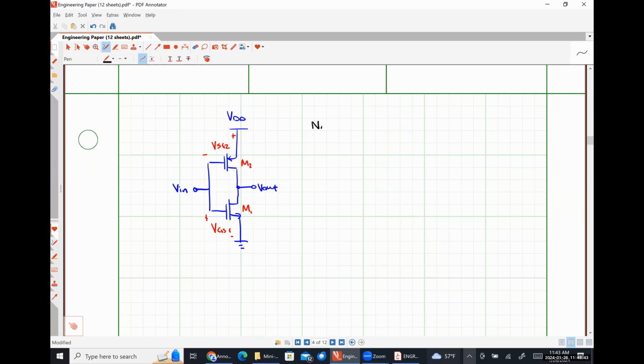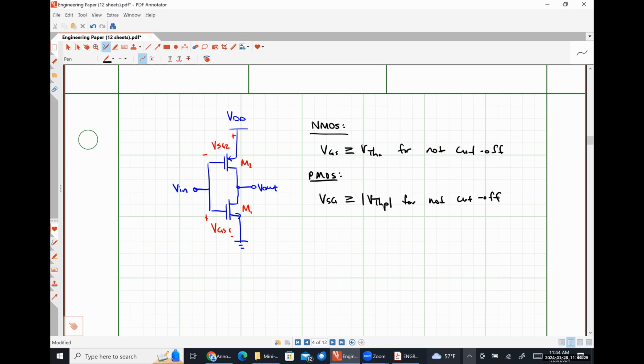So for NMOS, we know that VGS needs to be greater than or equal to VTH for not cutoff mode. And for PMOS, we know that VSG needs to be greater than or equal to VTHP for not cutoff mode, right?